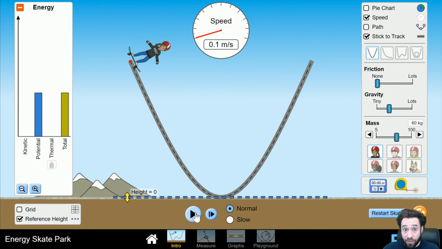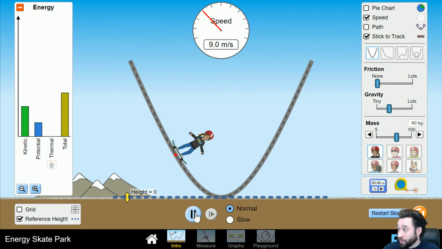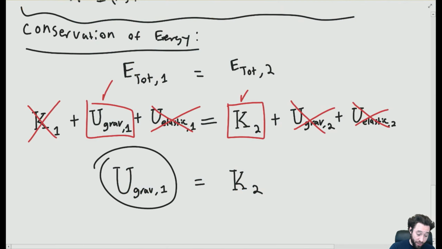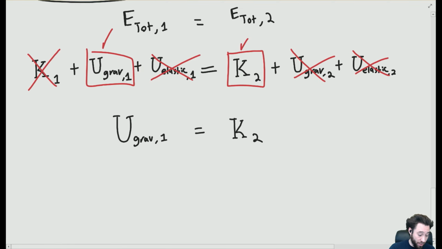So if all of my energy that's present at state 1 is potential, and all of it is kinetic at state 2, then I know that if I plugged in the values that I had for mass, velocity, and height, I should get the same numerical value for gravitational potential and kinetic energy at both states. I should get the same number on both sides.